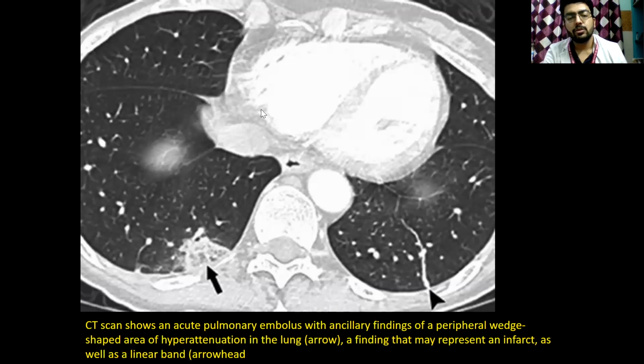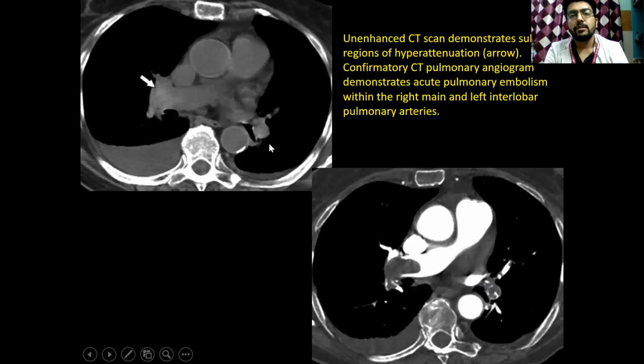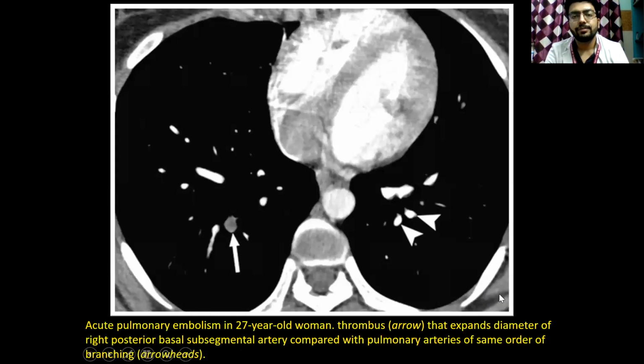The CT scan shows an acute pulmonary embolism with an ancillary finding of a peripheral wedge-shaped area of hyperattenuation in the lung, a finding that may represent an infarct, as well as a linear band, arrowhead. This is an unenhanced CT scan, and this is a contrast enhanced CT scan demonstrating the pulmonary embolism within the right main and left interlobar pulmonary arteries.